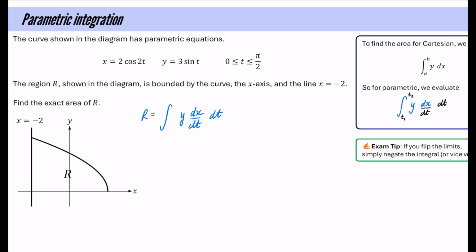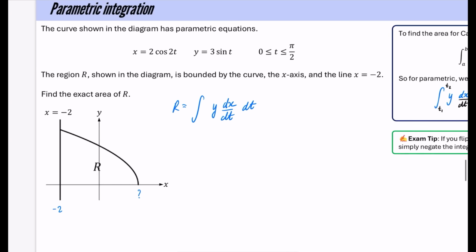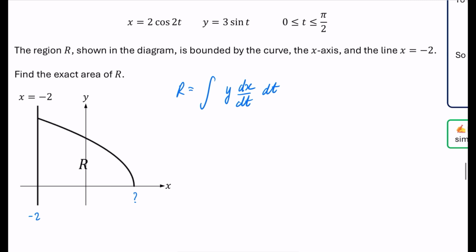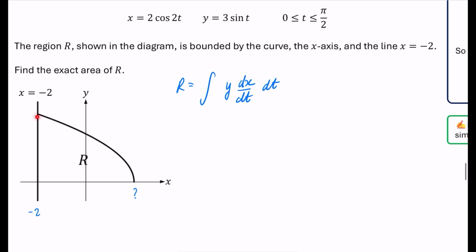Now, previously, if we were going to do this, it looks like the limits are going to be, you have this minus 2 part, you would do that as your lower limit, and then whatever this part here is as your upper limit. So I want to find out what the t values are that correspond to this. So when x is equal to minus 2, let's find out what t is equal to. When x equals minus 2, you might guess that t is 0 over here, but it might not be.